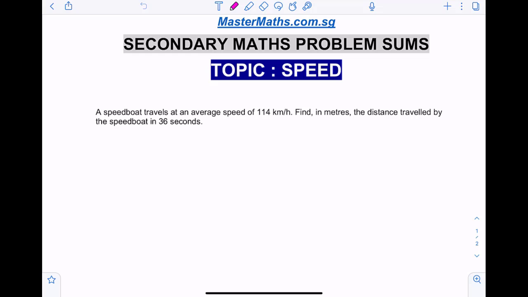A speedboat travels at an average speed of 114 kilometers per hour. Find in meters the distance traveled by the speedboat in 36 seconds. So, we are wanting to find the distance.